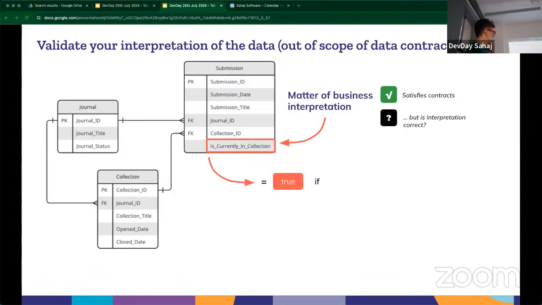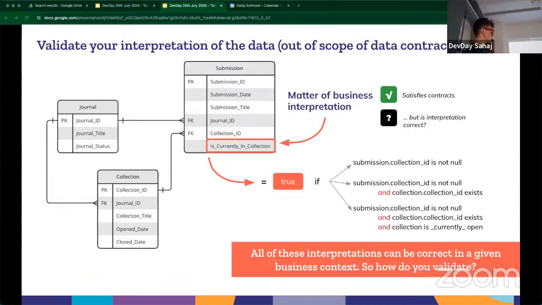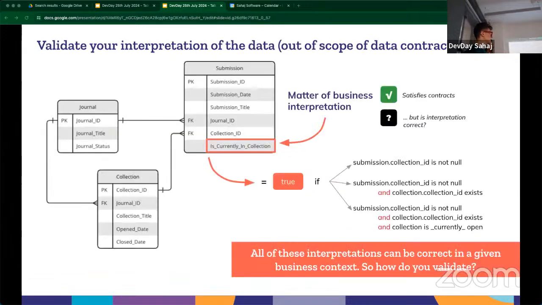Well, if you think about it, the value of that attribute could be true under a number of different sets of conditions, and all of those different conditions can be correct in a given business context. It's all very context dependent. So how do you validate that a certain kind of business logic is actually correct?